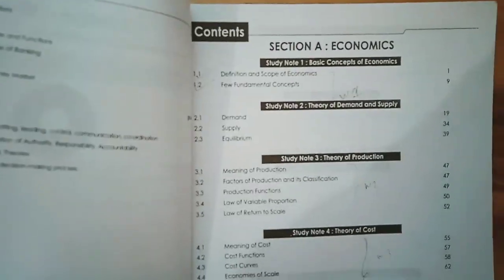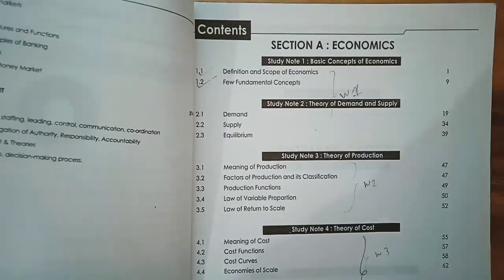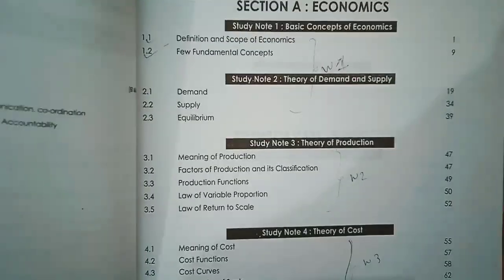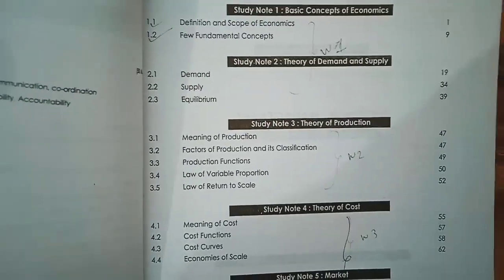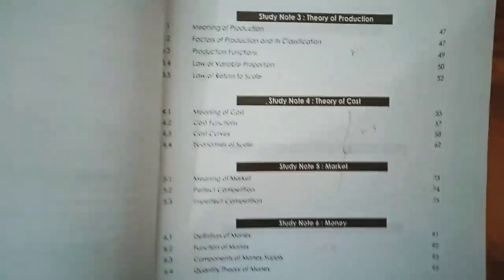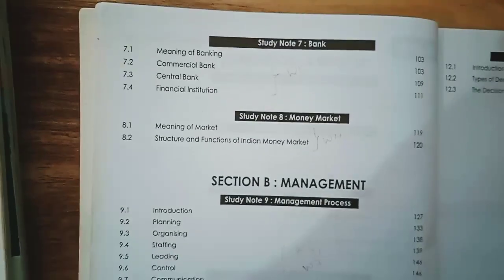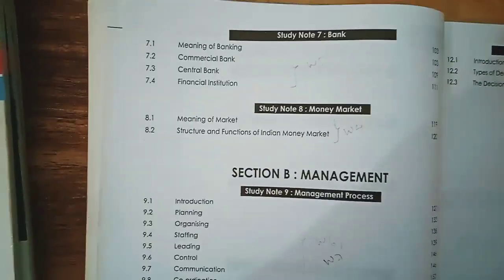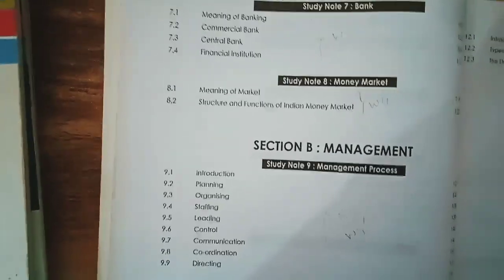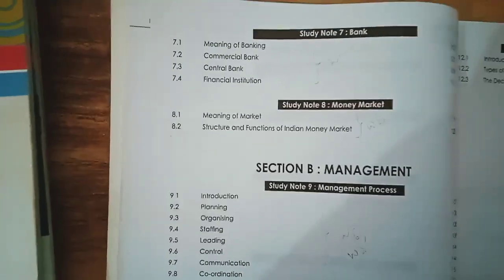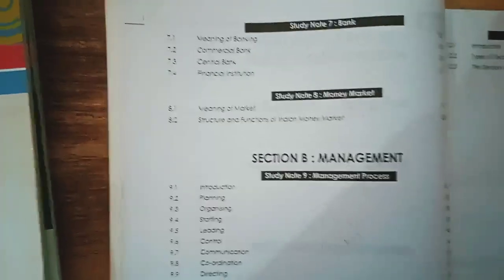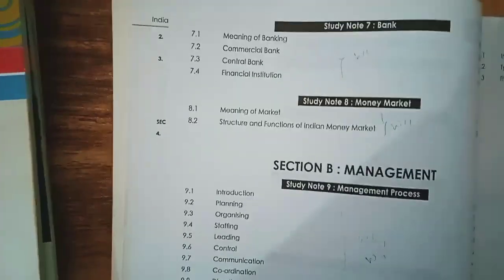In economics you have section A, which is of economics. So you have basic concepts of economics, theory of demand and supply, theory of production, theory of cost, market, money, bank and money market. These are the chapters, or you can say topics, which you have already read in your 12th and 11th if you are from a commerce background. But if you are from science or arts background, then you have to go through it very precisely.